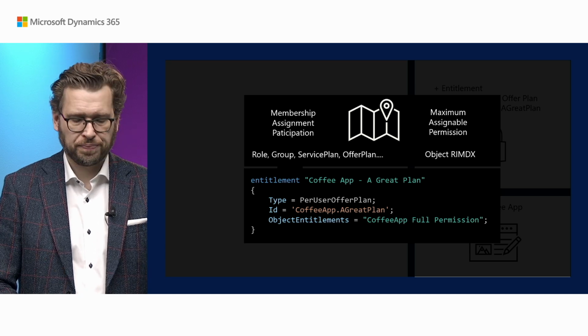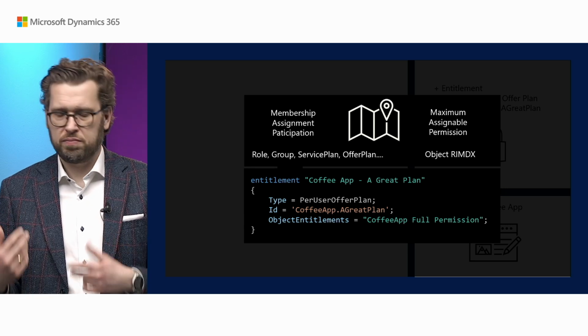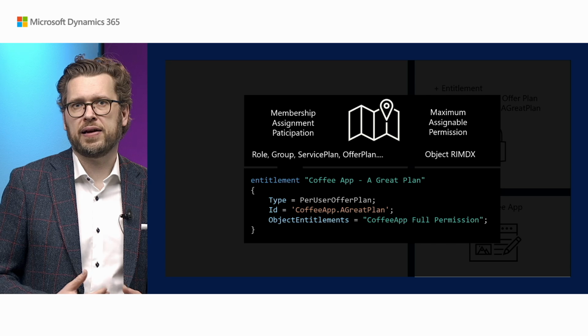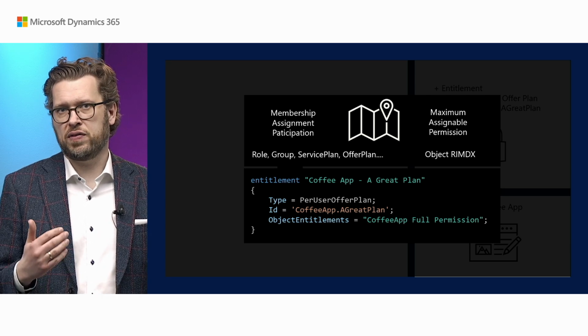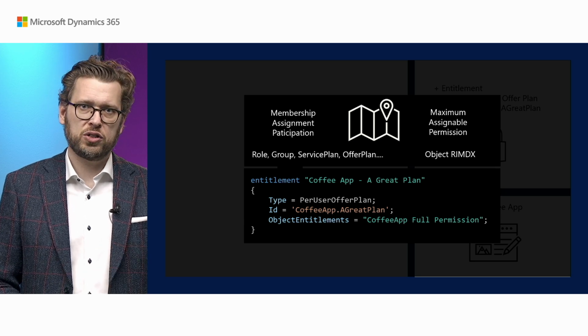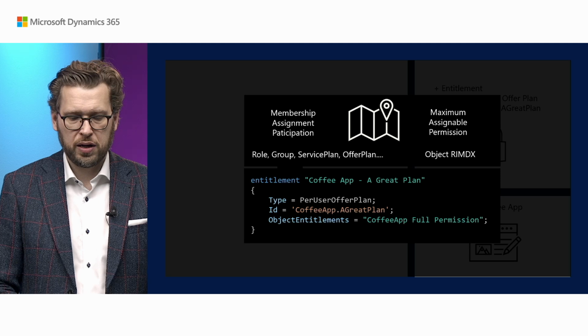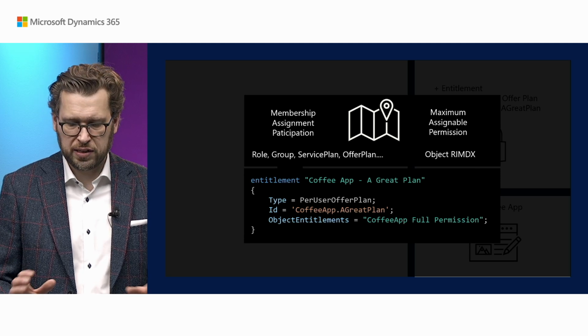It also has an ID. And I'm not going to talk too much about that, but basically in Partner Center, 10 minutes ago, I talked about defining the plans. And in there, you can see the ID of the plan. And that's what you put into the ID here. So Business Central knows that if as a user you log in and you have this plan assigned, as you saw before, you assign it in the Admin Center, then we know in Business Central that you should have access to these permissions, which you put into the object entitlements. Here you see that you get the coffee app full permission if you have this great plan. So it's as simple as that.